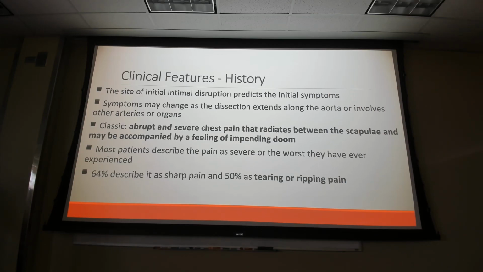Usually these people feel like they're gonna die. They feel like their vessel in their chest just ripped. They come in, their eyeballs are big, they have that fear of impending doom, and they describe the pain as the worst they've ever felt. Half the time they'll say it's ripping or tearing. That's gotta be pretty scary, right? Okay, 64% say sudden onset, very sharp pain. 50% say it's tearing or ripping.